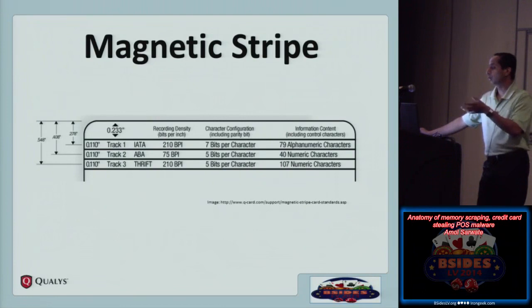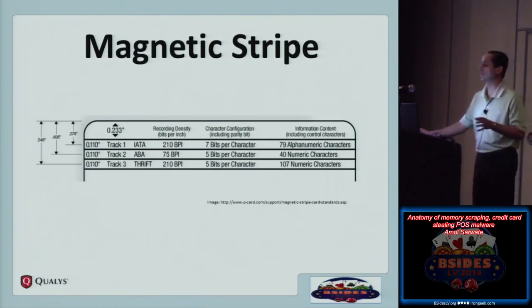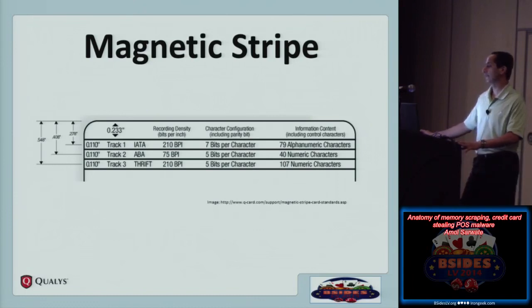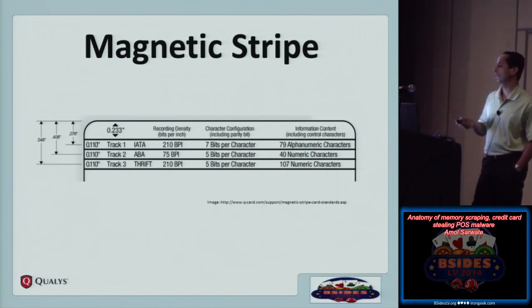We'll go into details about track 1 later. Track 2 contains 75 bits per inch data, and because it has only 75 bits per inch and 5 bits per character, it can store less data. It can store only 40 numeric characters. So, pretty simple till now. Track 1 can store 79 alphanumeric characters, track 2 can store 40 numeric characters. Track 3, which is not really found much in credit cards, has 5 bits per character and can store 107 numeric characters. But most credit cards don't use track 3. So for our malware, what is useful is track 1 and track 2 data.